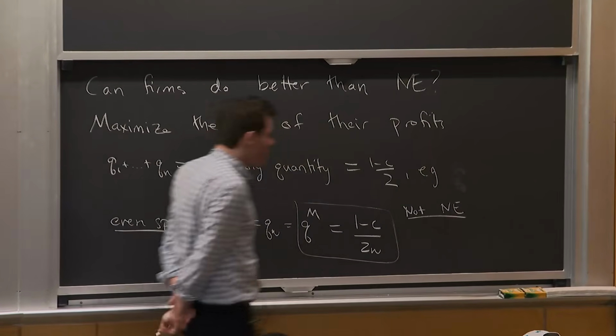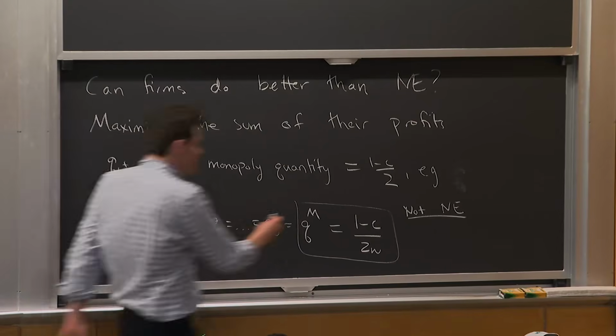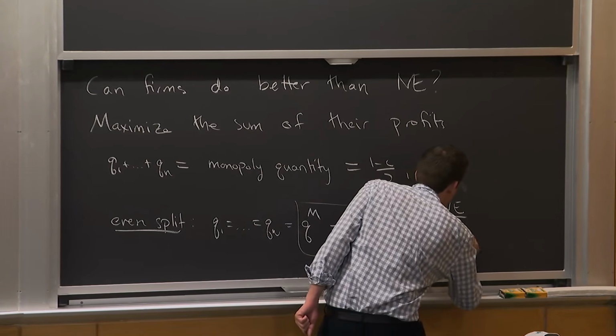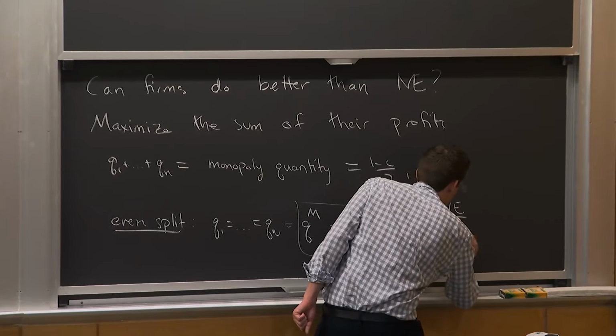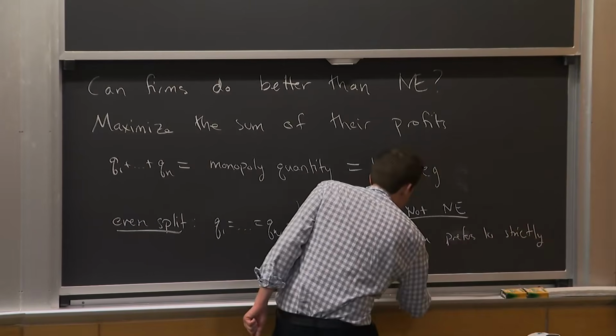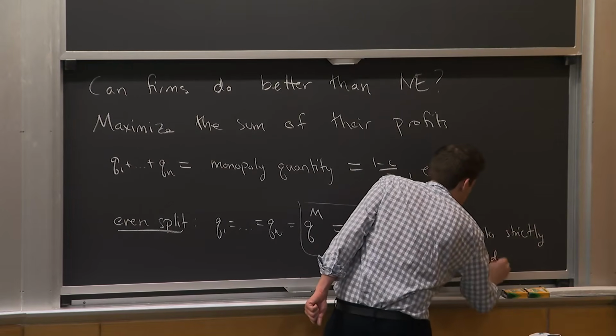And why? Yeah, what is the deviation for, say, firm I? How could they do better? Would they want to increase or decrease their production? Increase their production, right? So it's not a Nash equilibrium because firm I prefers to strictly increase production.